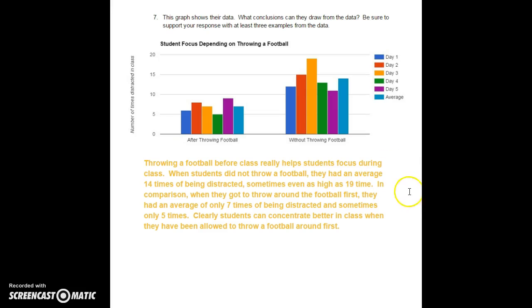In comparison, they got to throw around the football first. They had an average of 7 times, and sometimes only 5 times. Like, woo, big difference. You want to make a big deal here, make it really obvious by using those numbers from the data. So then we're going to wrap it up with a concluding sentence. Clearly, students can concentrate better in class when they've been allowed to throw a football around first. So remember that you want to use the actual numbers from the data to support your statement to get all of those points.